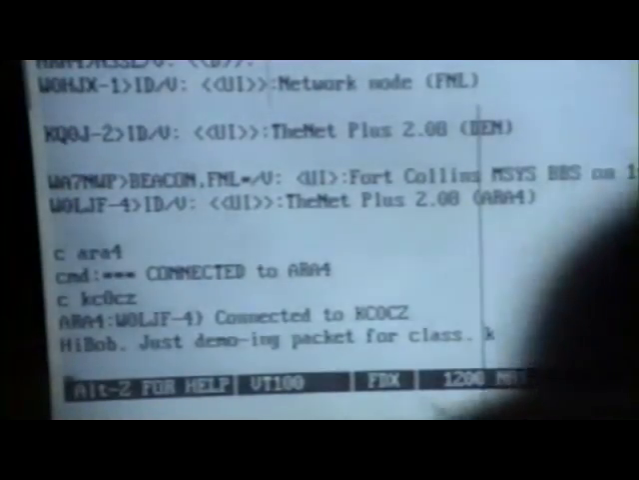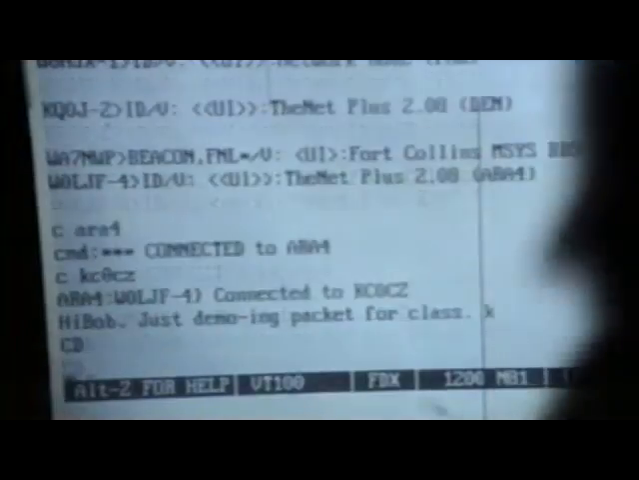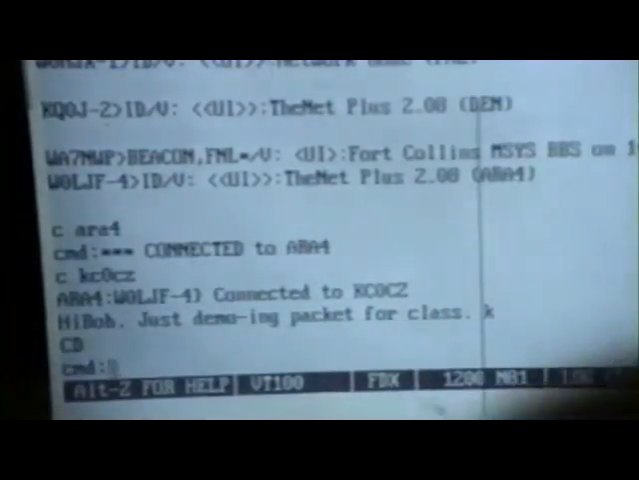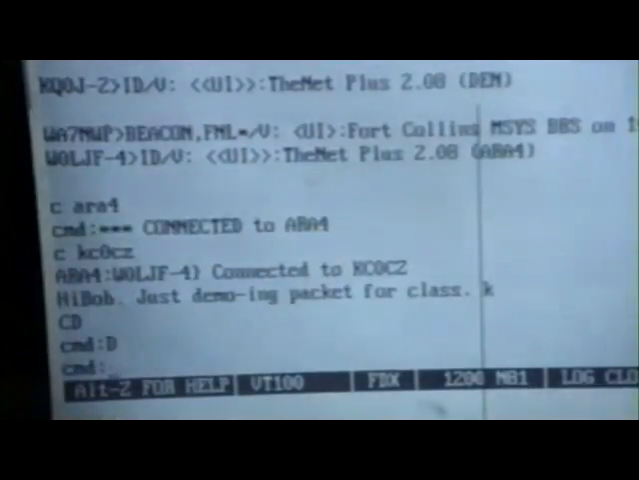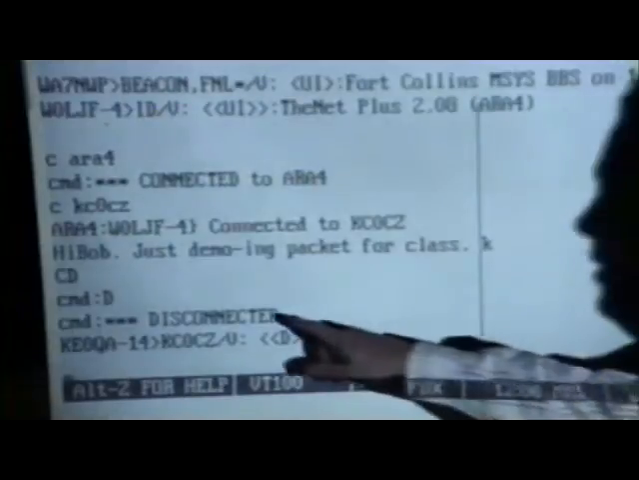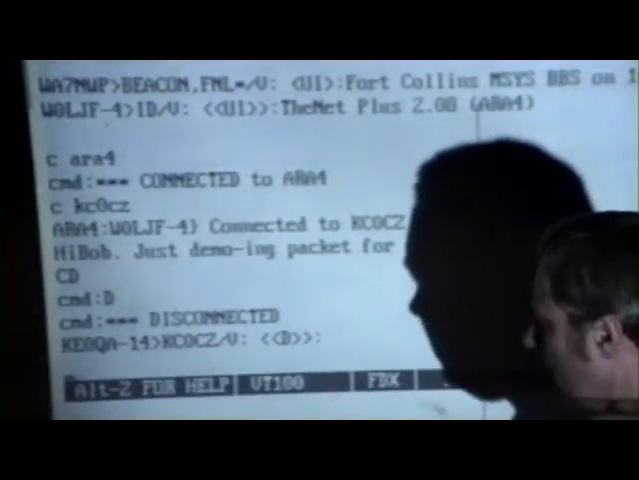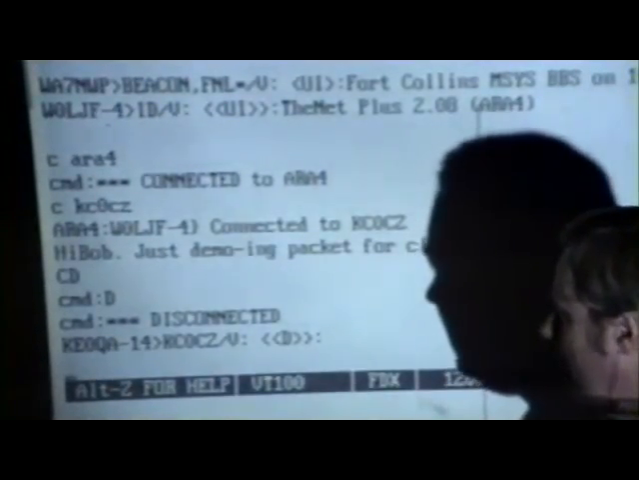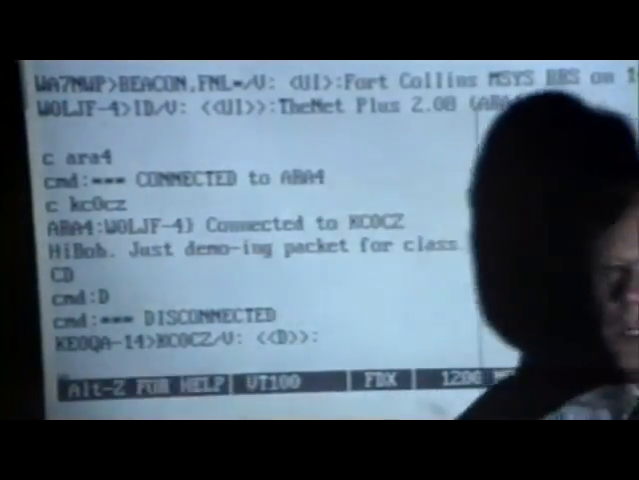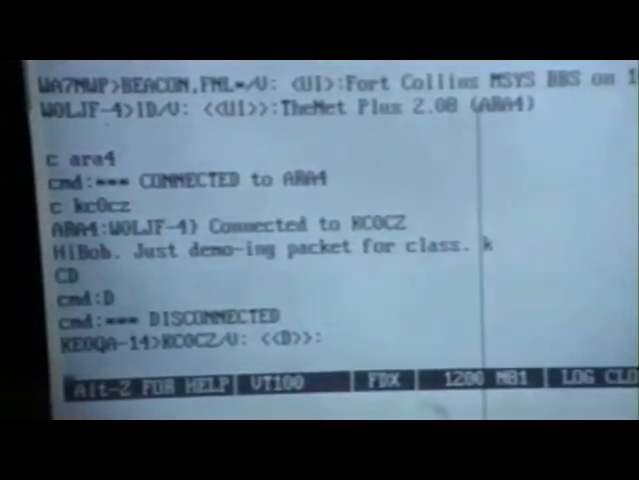Now I can go back to command mode, Control C, and I can go to D. Whoops. Oh, this keyboard is different than mine. Control C, there's command mode, and then D. Now I'm sending a disconnect packet. The UA came back, and my TNC said there. Look at that. What's Joe doing on here? Oh, his station's on. He's gone, but if I'd known that, I'd have connected to him. But there's KE0QA-14, so he's going through 2 nodes to get to Bob.